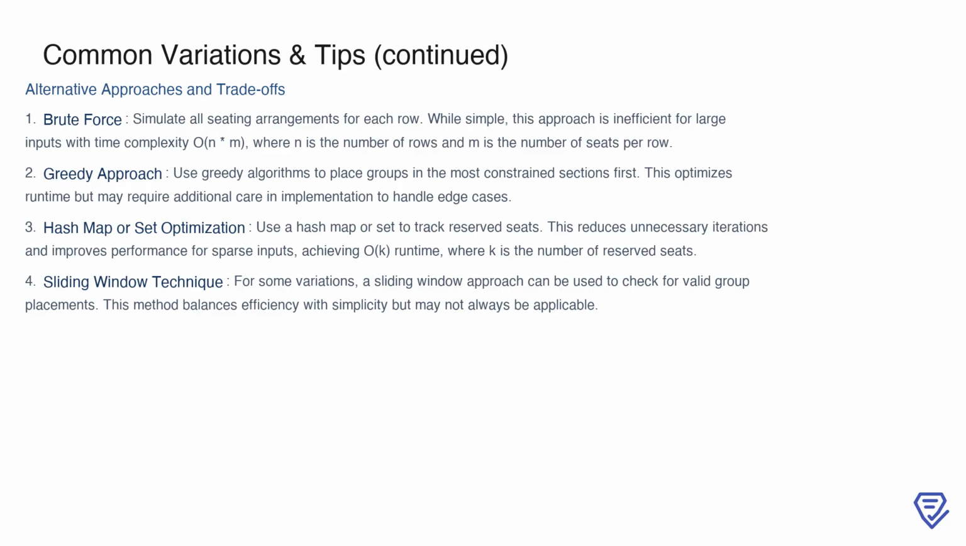This reduces unnecessary iterations, especially when inputs are sparse, achieving a runtime of O(k), where k is the number of reserved seats. For certain variations, you might also consider the sliding window technique. This method efficiently checks for valid group placements and balances simplicity with performance, though it's not always suitable for every version of the problem. Each of these methods has its strengths and weaknesses, so it's important to choose the one that best fits the input size and constraints.